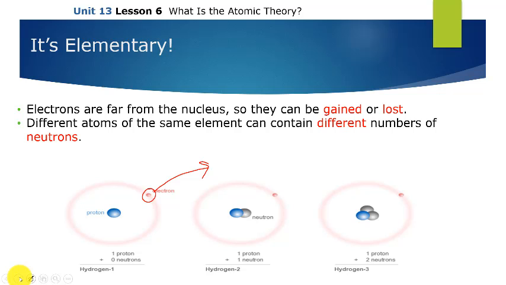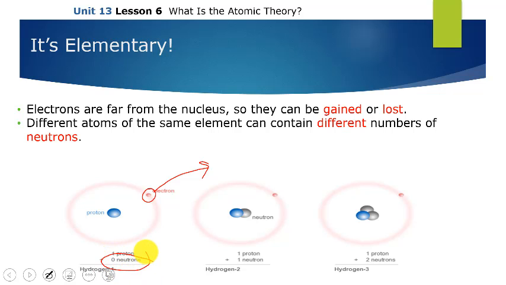Another thing you need to know about elements is that different atoms of the same element can contain different numbers of neutrons. When an element has different numbers of neutrons and is still the same element, we call these isotopes. This is an example of an isotope.